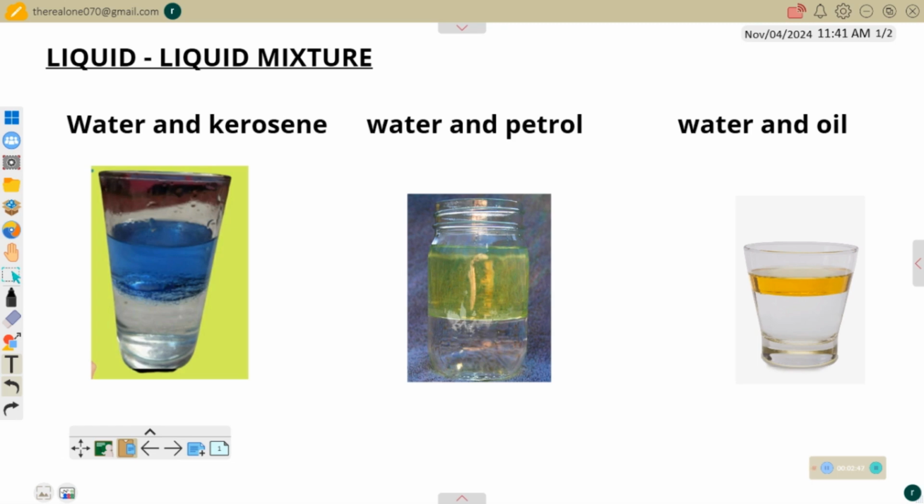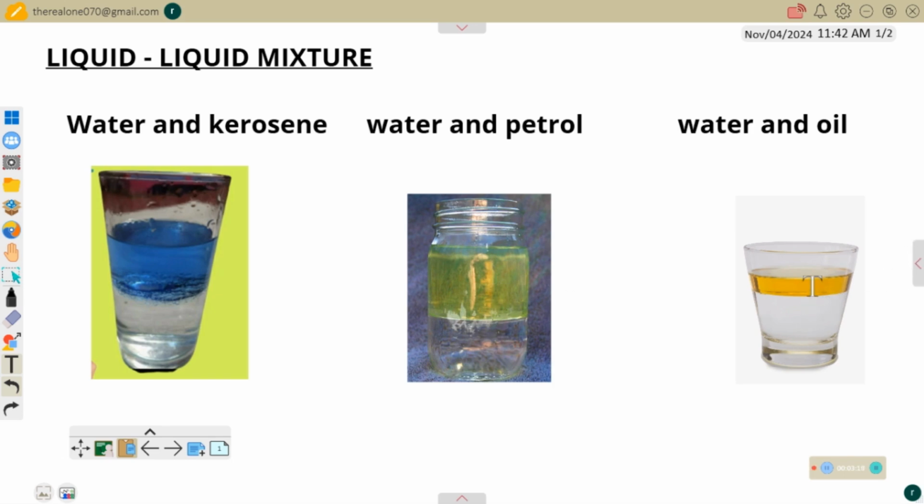Now, what will happen in this case is that the liquid that has higher density will settle down, while the one that has lower density will be on top, forming two layers. As we can see from the screen, look at the case of kerosene and water. The kerosene will be on top and water will be under because water is much denser than kerosene. Similarly for petrol, water is denser than petrol. Similarly for oil, water is denser than oil.